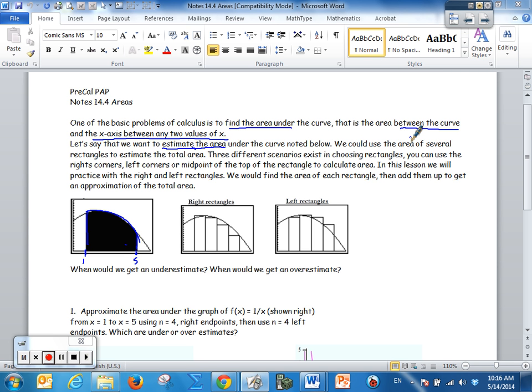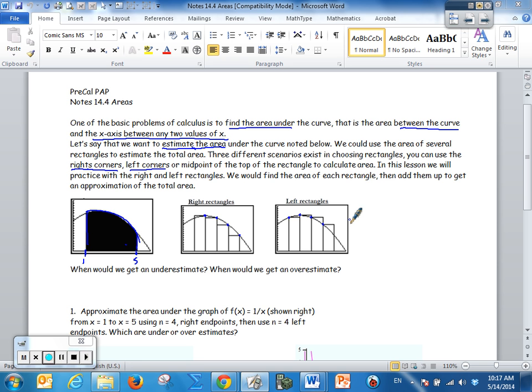You could be using rectangles where you use the right corner of the rectangle to calculate your area. This would be in this example right here. Notice how the right top corner of each of the little rectangles is touching the actual function, the line or curve, we'll say. This is an example of right rectangles. We could use left corners, and this is a picture of left corners where the left corner of each of the rectangles is touching the curve.